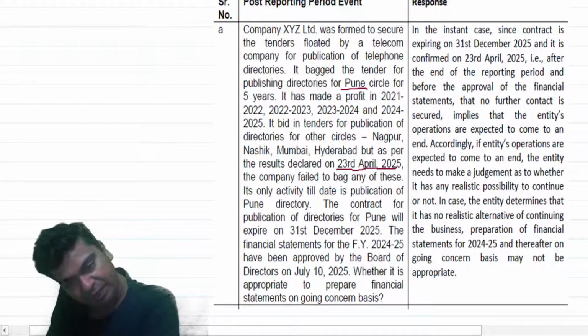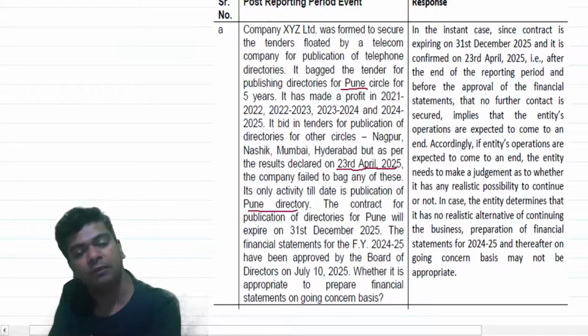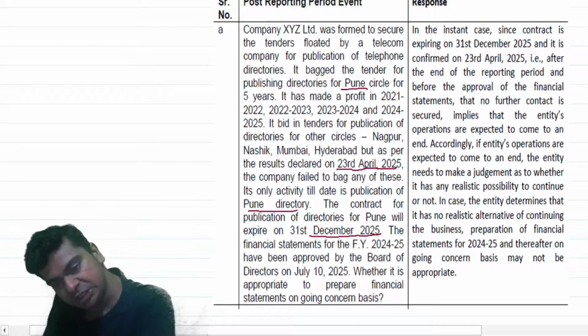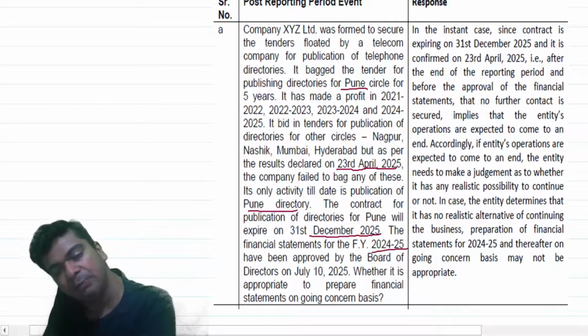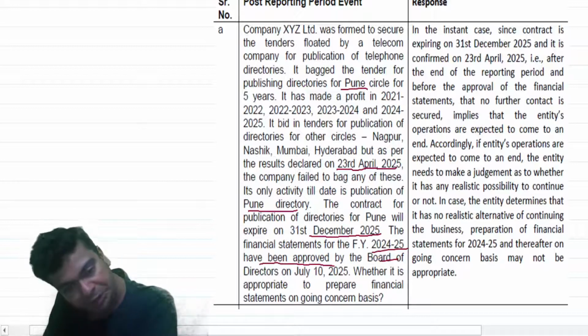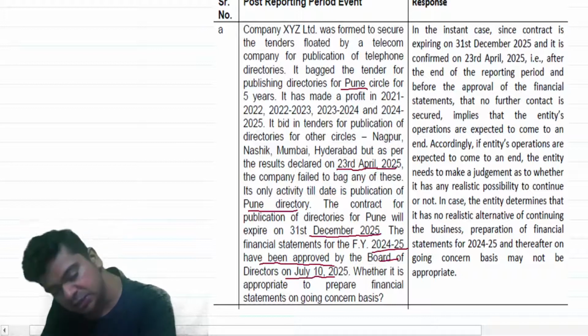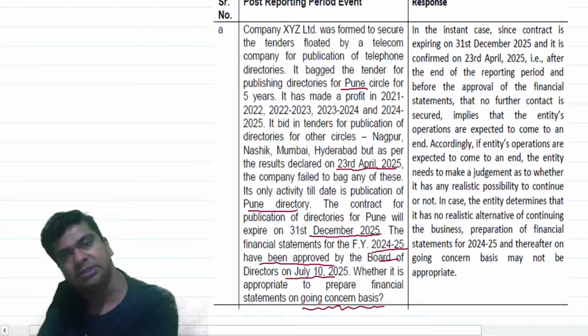Its only activity till date is publication of the Pune directory. The contract for publication of directories for Pune will expire on 31st December 2025. The financial statements for the financial year 2024-25 have been approved by the Board of Directors on 10th July 2025. Whether it is appropriate to prepare financial statements on going concern basis.